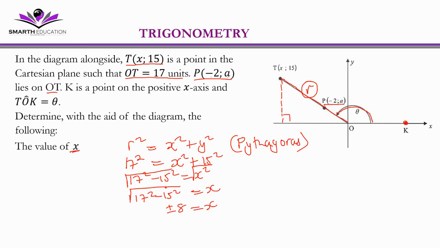The ray is in quadrant 2. Remember that in quadrant 1, the x-coordinate is positive and the y-coordinate is positive. In quadrant 2, the x-coordinate is negative and the y-coordinate is positive. In quadrant 3, the x-coordinate is negative and the y-coordinate is negative. And in quadrant 4, the x-coordinate is positive and the y-coordinate is negative. So we're looking for x here in quadrant 2. So it means, therefore, x is equal to negative 8.